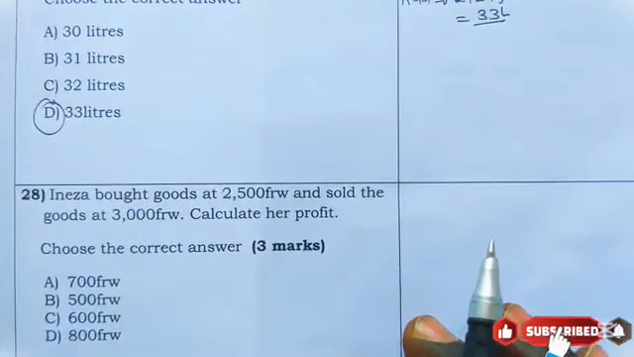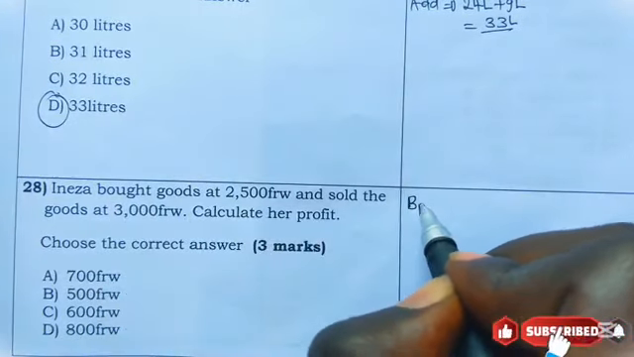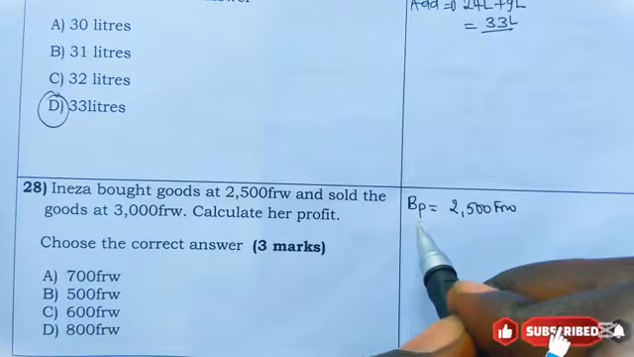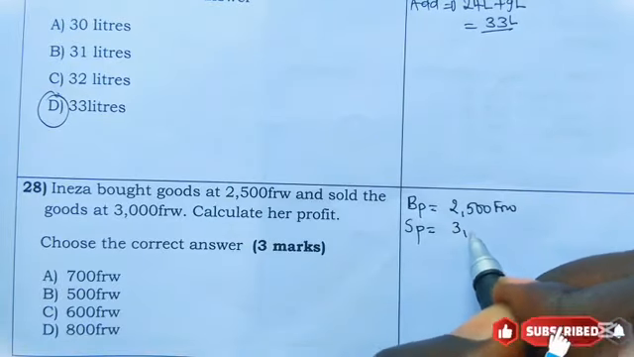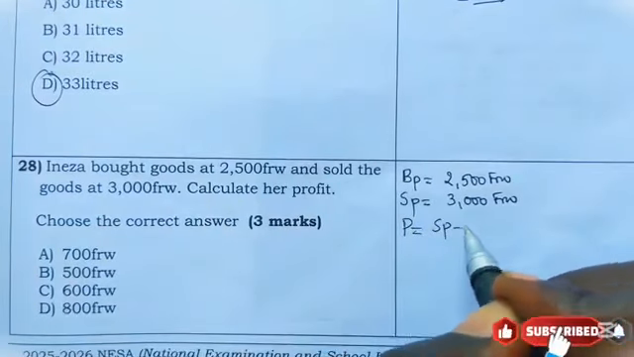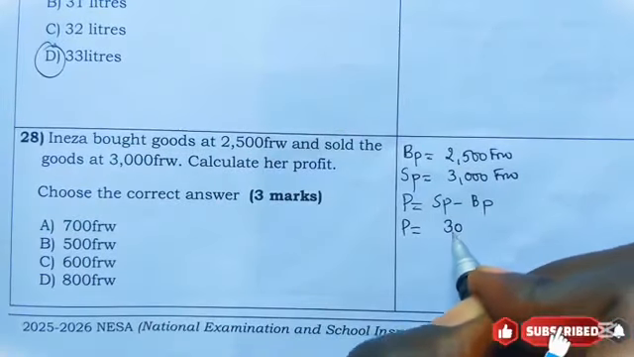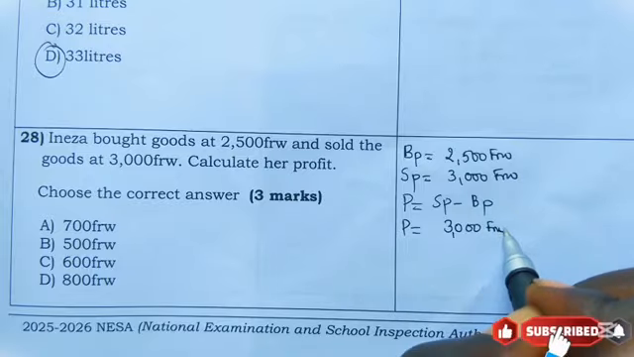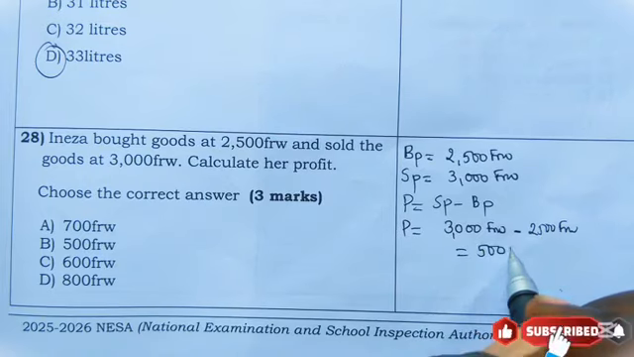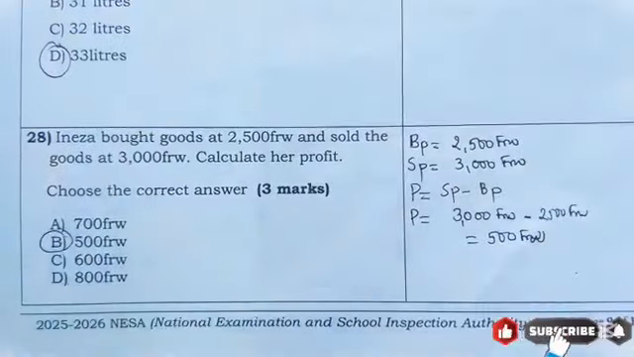Question 28. Now here, Nesa bought goods, means that this is buying price, which is equal to 2,500 francs, and so that selling price, which is equal to 3,000 francs. Calculate profit, equal to selling price minus buying price. So profit, that is 3,000 francs, then minus 2,500 francs, and this is 500 francs. So the correct answer is letter B.